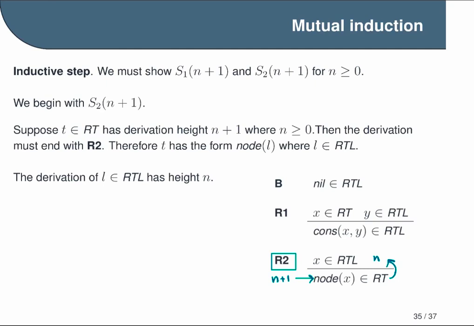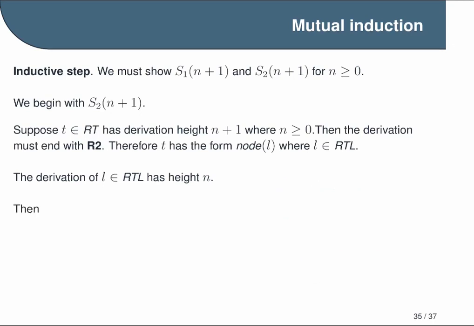This is because in rule R2, there's only one variable in the antecedent, so whatever rooted tree list we choose, it has to have a derivation height of 1 less than the tree we produce from it. That's good news, of course, because our inductive hypothesis will hold for a rooted tree list with a derivation height of n. And so combining all these facts together, we can now show that a rooted tree of height n plus 1 will have a number of edges equal to the number of nodes minus 1.